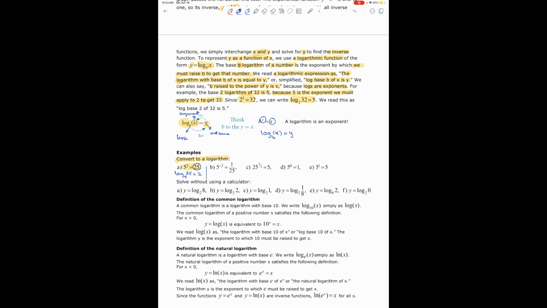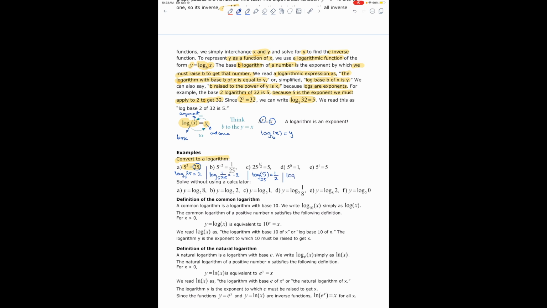Second one, we have 5 raised to the negative 2 equals 1 over 25. This is log base 5 of 1 over 25 is equal to negative 2, which means if you raise 5 to the negative 2 power, you will get 1 over 25. And then we have 25 to the half equals 5, which is log base 25 of 5 equals 1/2. That means if you take the power 1/2 of 25, you get 5.